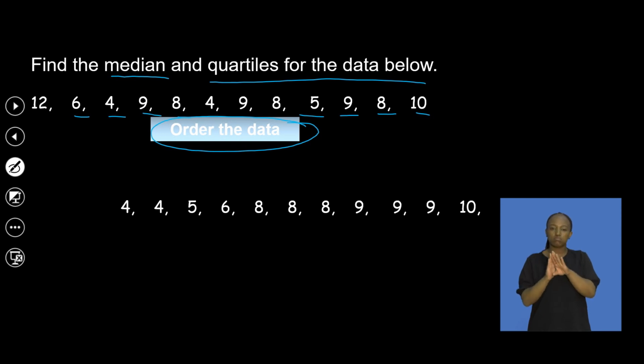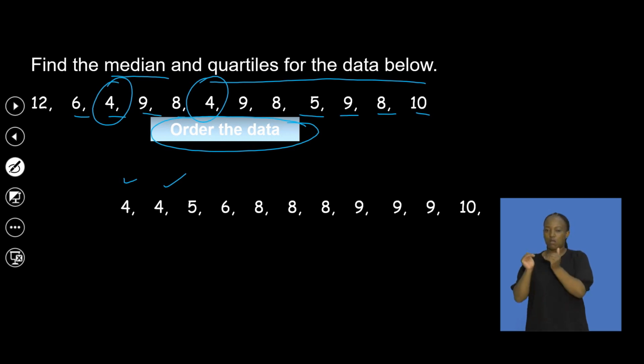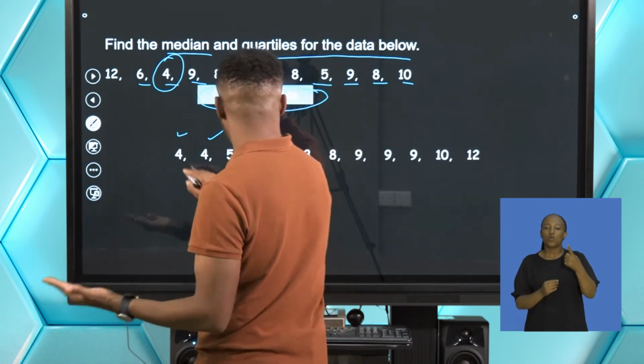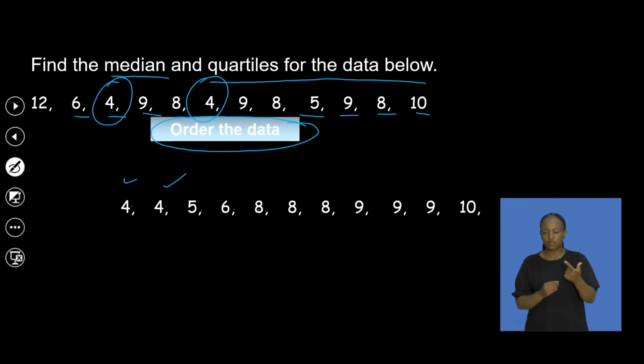Let's order the data from the smallest to the highest. If we arrange our data from the smallest to the highest, we get 4, and we have two fours. I'm just going to verify. We've arranged our data from the smallest to the highest. How many numbers do we have? 1, 2, 3, 4, 5, 6, 7, 8, 9, 10, 11, 12. So it's 12.